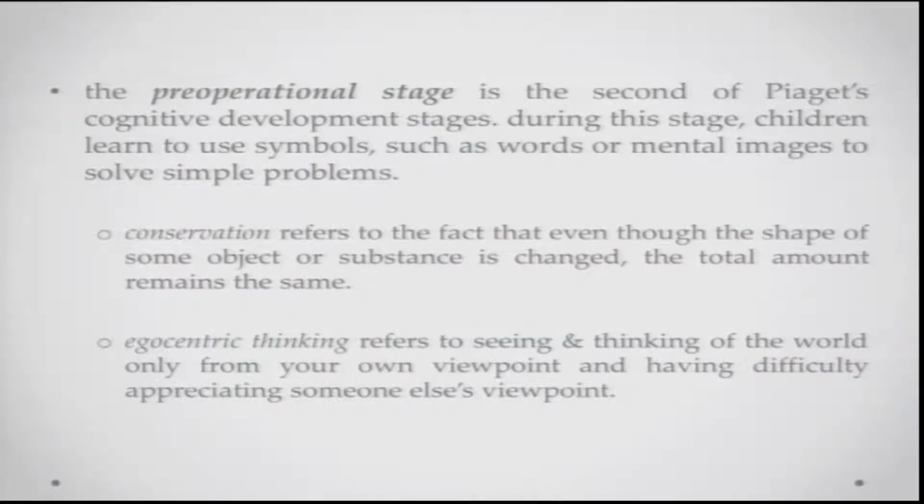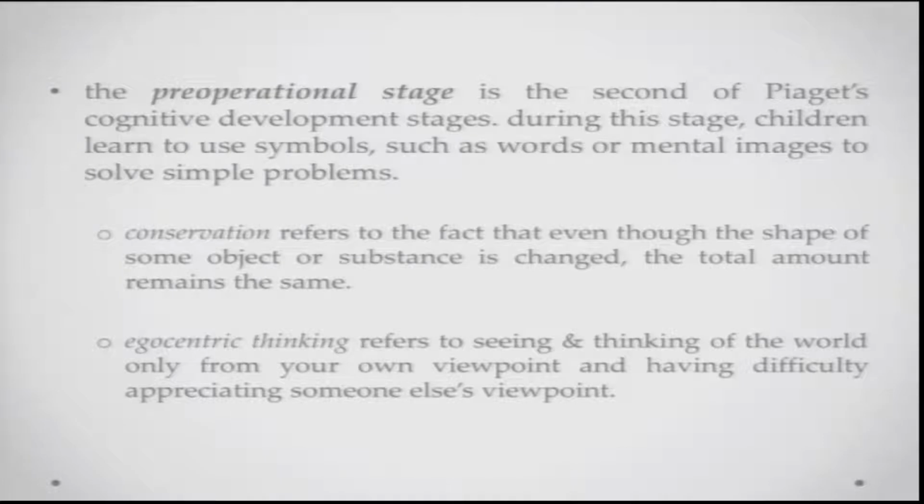The next stage is the pre-operational stage. The pre-operational stage is the second of Piaget's developmental stages. During this stage, children start learning to use symbols such as words or mental images to solve problems. So there are two kinds of interesting problems that Piaget gave the children to solve and kind of thought how they are going to develop this.